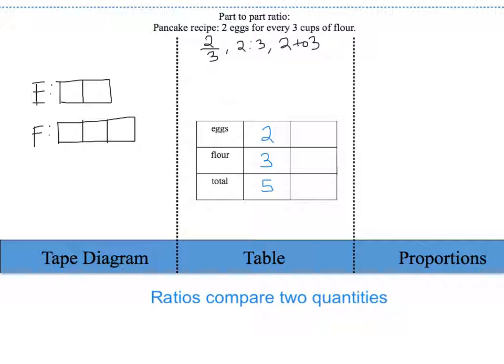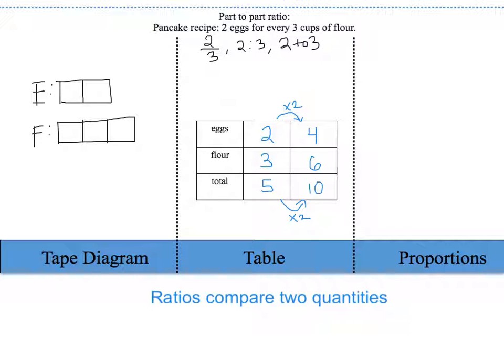I can scale up, so if I multiply everything by 2, 2 times 2 would be 4, 3 times 2 will be 6, and the total amount of items, 5 times 2, will get me 10. The last thing we have is something called proportions.